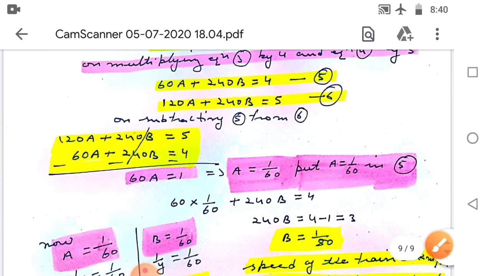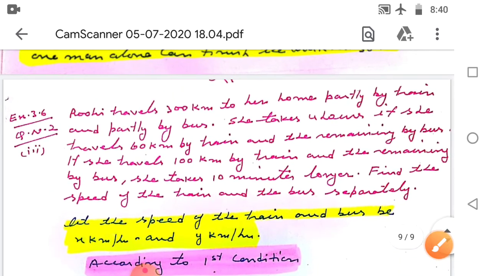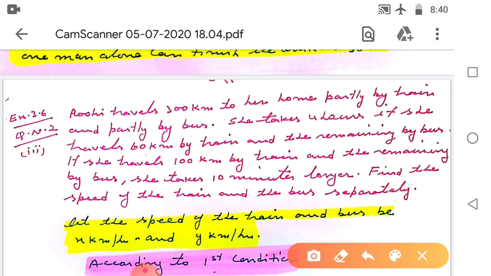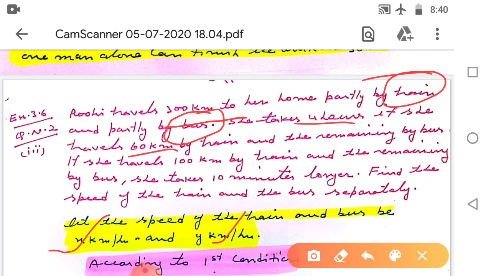Clear? So once again look at this question, Ruhi travels 300 km. Total distance to be traveled, that is 300 km, partly by train and partly by bus. Let the speed of the train be x km per hour and the speed of the bus be y km per hour. She takes 4 hours if she travels 60 km by train and the remaining by bus.